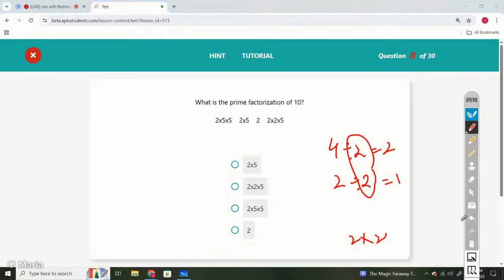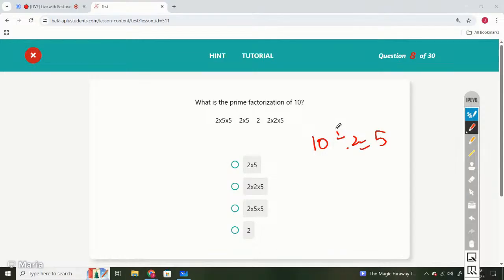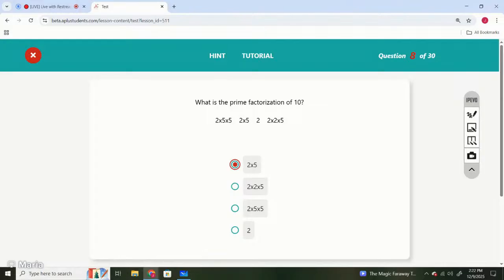So divide 10 by the smallest prime number, that is 2. 10 divided by 2 is 5. Now divide 5 again by 5. So that is 1. So the prime factors are 2 times 5. Option number 1 is the correct option. That is 2 times 5.